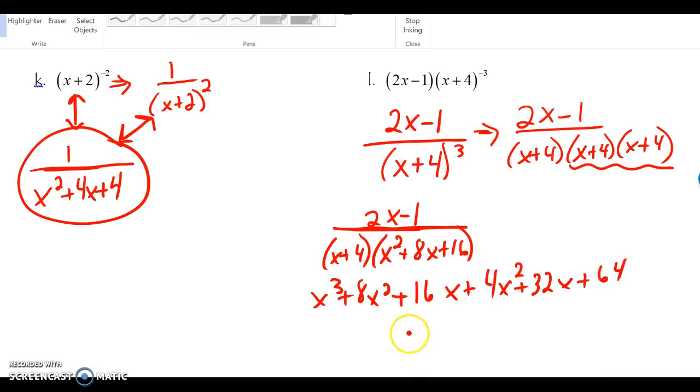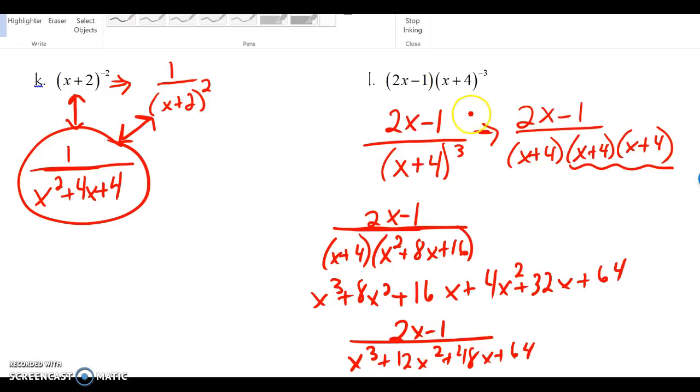So my final answer, my numerator will stay the same, all over, hold on, I forgot to combine my like terms. So x cubed plus 12x squared plus 48x plus 64.